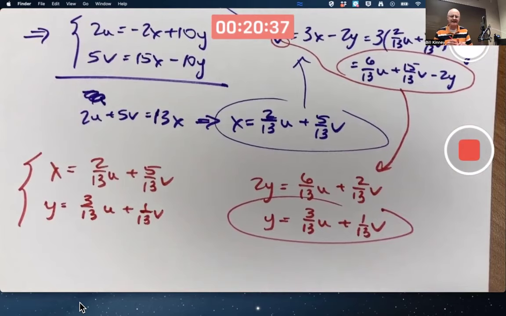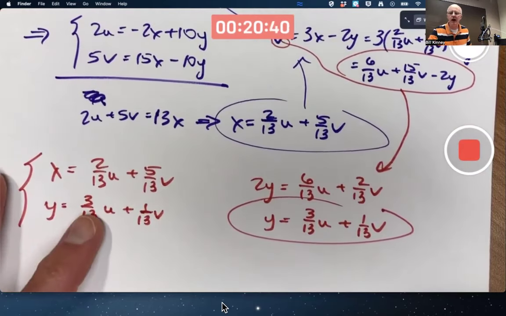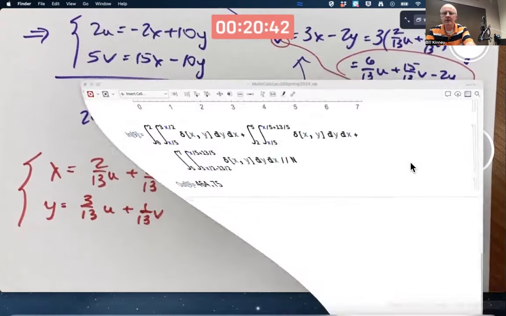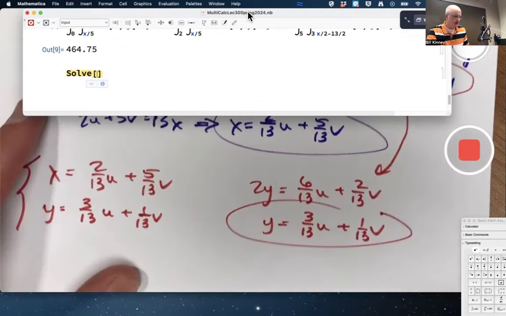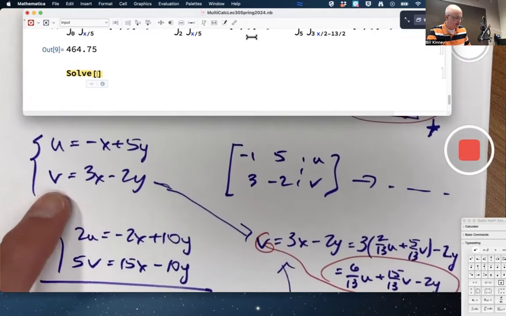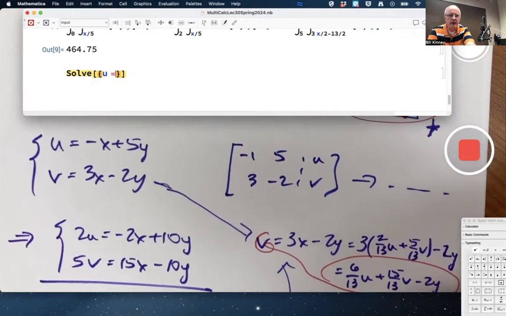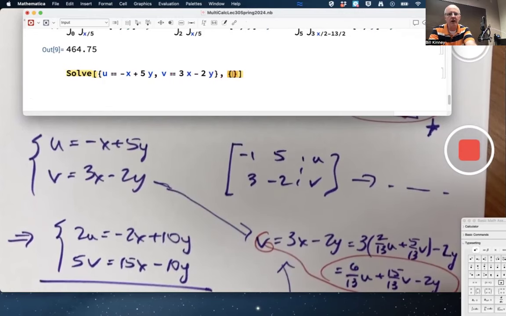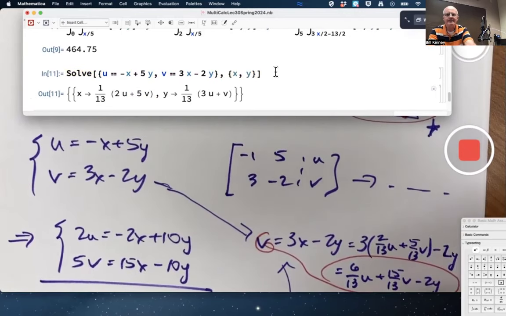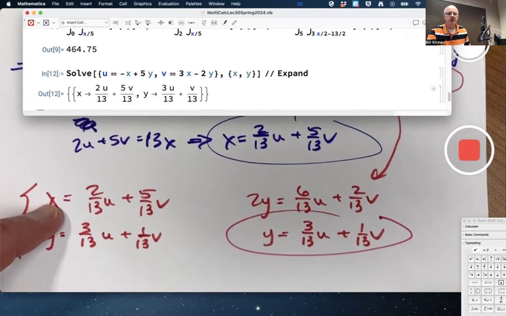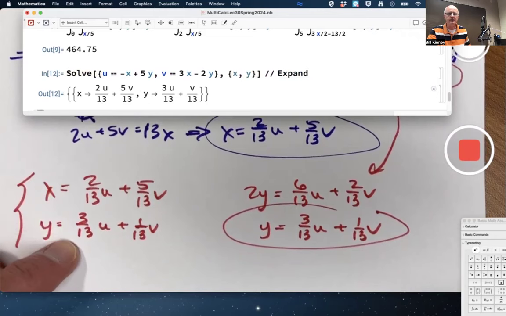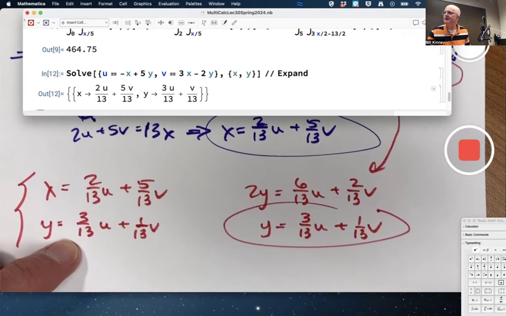Is it right? How can I check my work? One way is with Solve. If I type Solve with capital S, the original system, this one here, in curly braces, u equals, don't forget double equal signs, negative x plus 5y, comma, v equals 3x minus 2y. Solve that for x and y and expand. X is 2/13 u plus 5/13 v. Y is 3/13 u plus 1/13 v. Yes, correct.